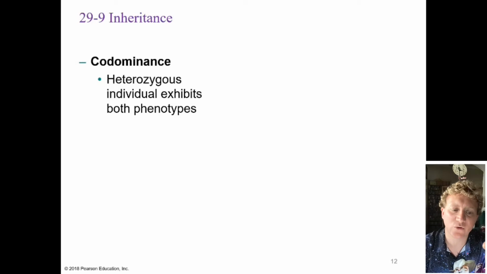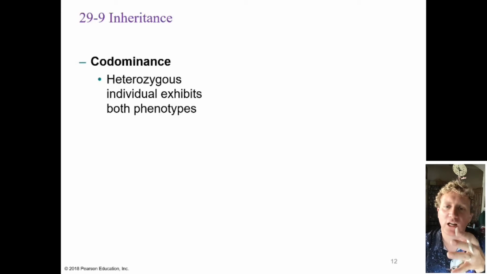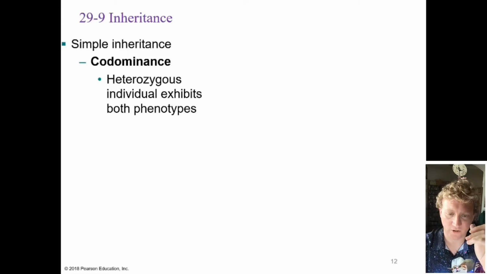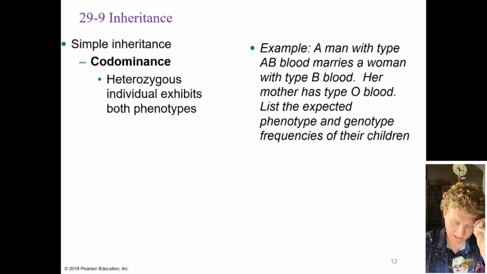The next one, we've got codominance. Codominance, where heterozygous individuals exhibit both phenotypes. We have equal expression of the phenotypes. It's not one masks the other, it's both of them show up at the same time. A pretty classic example in humans is blood typing.